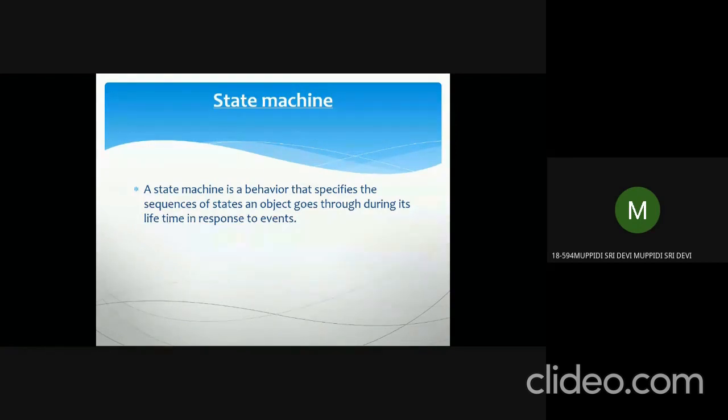But in this state machine, we will discuss a single object's lifetime. What are the states of a single object? We will discuss an individual object, only one object. Whereas in interaction diagrams like sequence diagram and communication diagram, we discuss certain objects, how they are communicating, how they are performing a task.